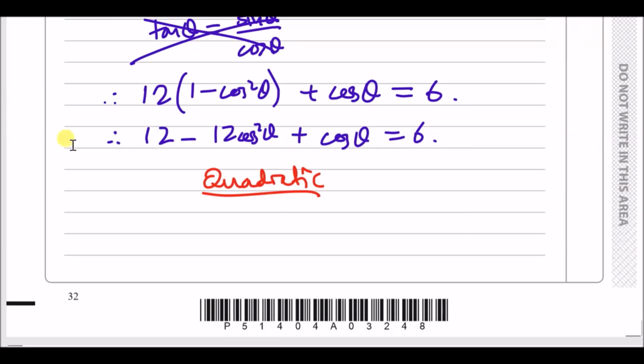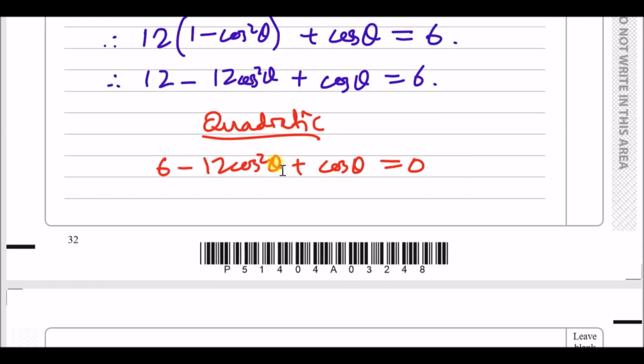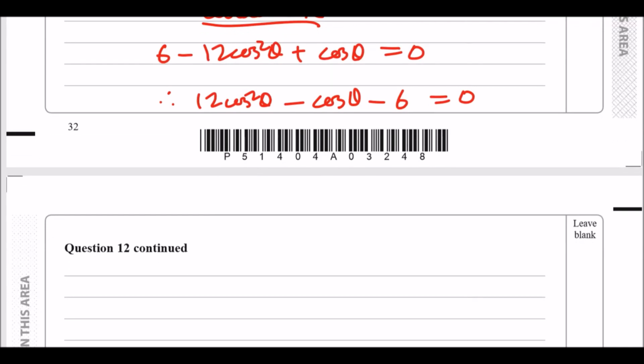Now, yeah, so let's try and simplify this, yeah? We're going to minus 6 across, so we're going to have 6 minus 12 cos squared theta plus cos theta equals 0. Good. And I like to make my squared expressions first. So I'm going to move everything to the right, starting with 12 cos squared, yeah? So we're going to have 12 cos squared theta minus cos theta, and then minus 6 across, minus 6. And it should now be equal to 0 again. That's it. So how do we solve this one? Well, again, this is a quadratic equation.